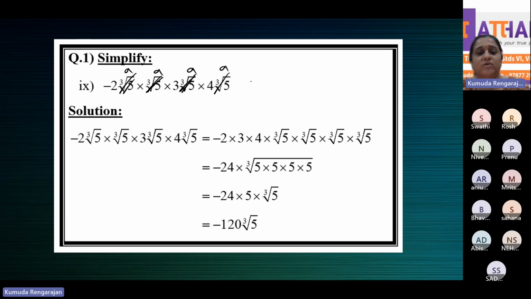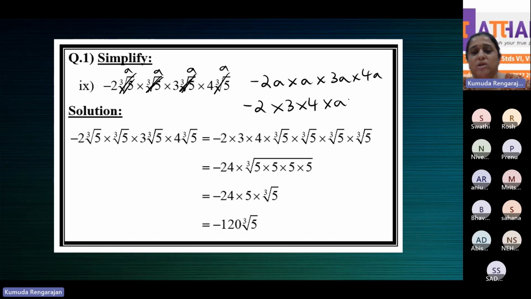So if the question is -2a into 3a into 4a. Okay, if it's like this, I'm just imagining cube root of 5 as A. So then what would you do? You will say -2 into 3 into 4. Then you'll multiply all the a's, a into a into a into a. So 4 3s are 12, 12 2s are 24. So -24, and then you will work this.